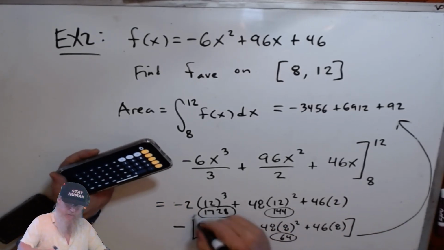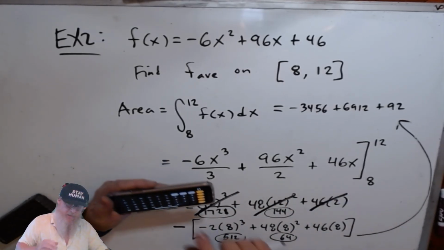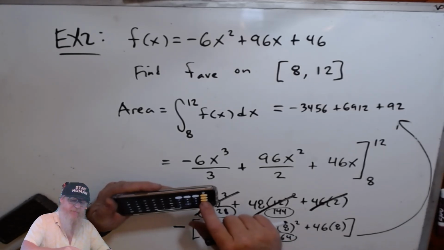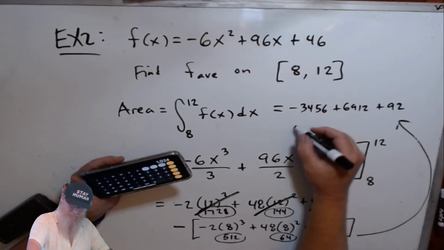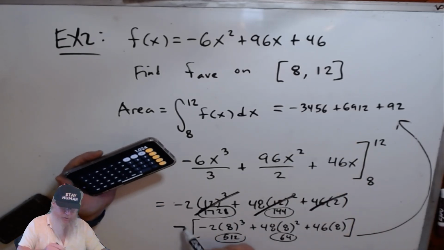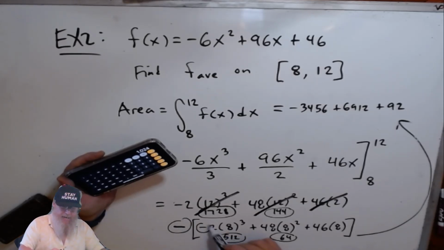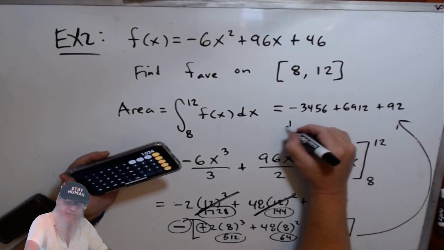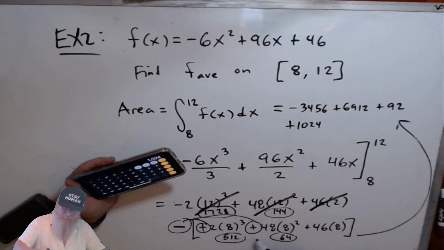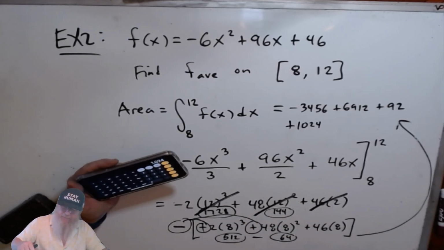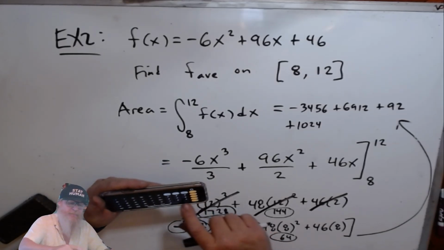92. All right, I got that one, that one, that one. Let's see. 2 times 512 is 1024. I knew that. Oh, I should mention the negative, I might as well just get rid of that now. That's going to turn to positive. So positive 1024. This positive is going to turn to negative. 48 times 64.